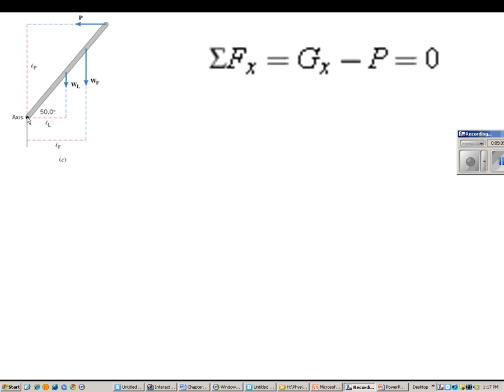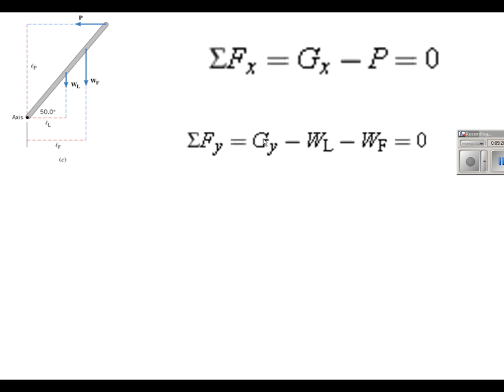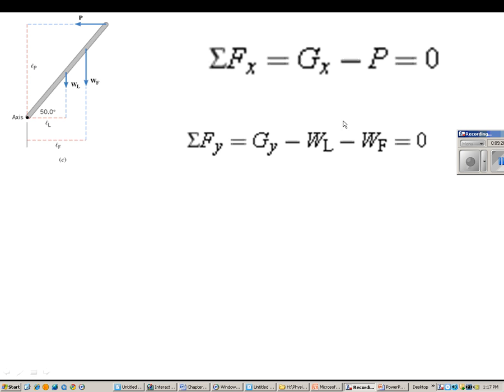So here's our axis of rotation. We know in the x direction that Gx minus P has to equal 0. Those two have to be equal and opposite. In the y direction, we have Gy minus the weight of the ladder minus the weight of the fireman, and they have to all add up to 0.